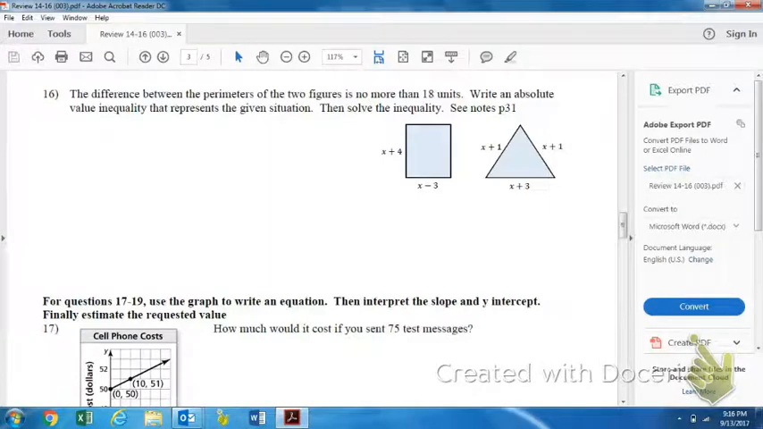Okay, the difference between perimeters of the two figures is no more than 18 units. Write an absolute value inequality that represents the given situation, then solve the inequality.